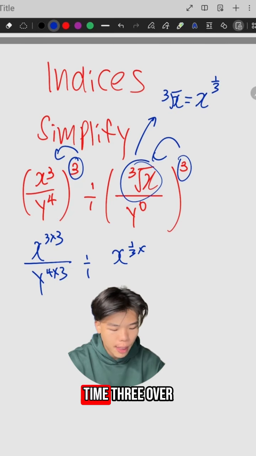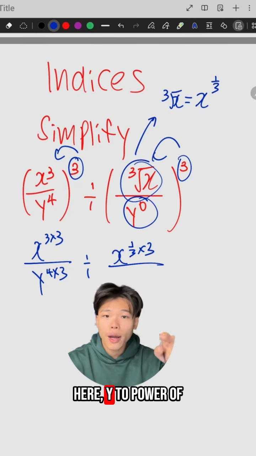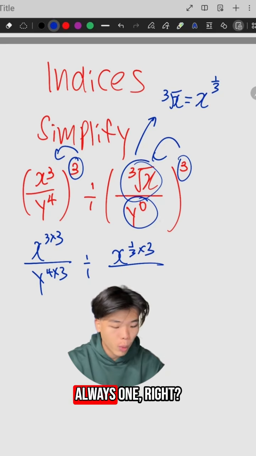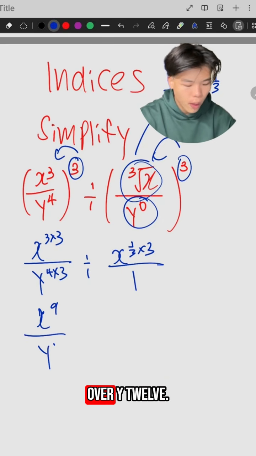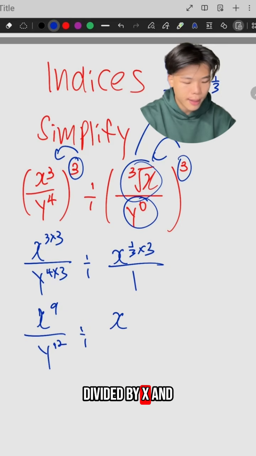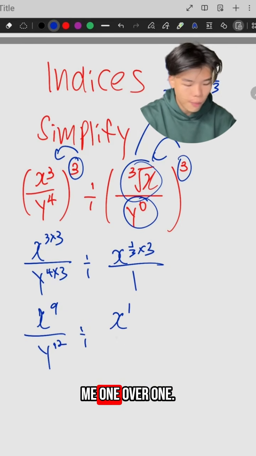So I have 1/3 times 3, and then over here, y to the power of 0. Anything to the power of 0 is always 1, right? So this will give me 1. So simplifying this, I'll have x^9 over y^12, divided by x, and then 3 times 1/3 will give me 1, over 1.